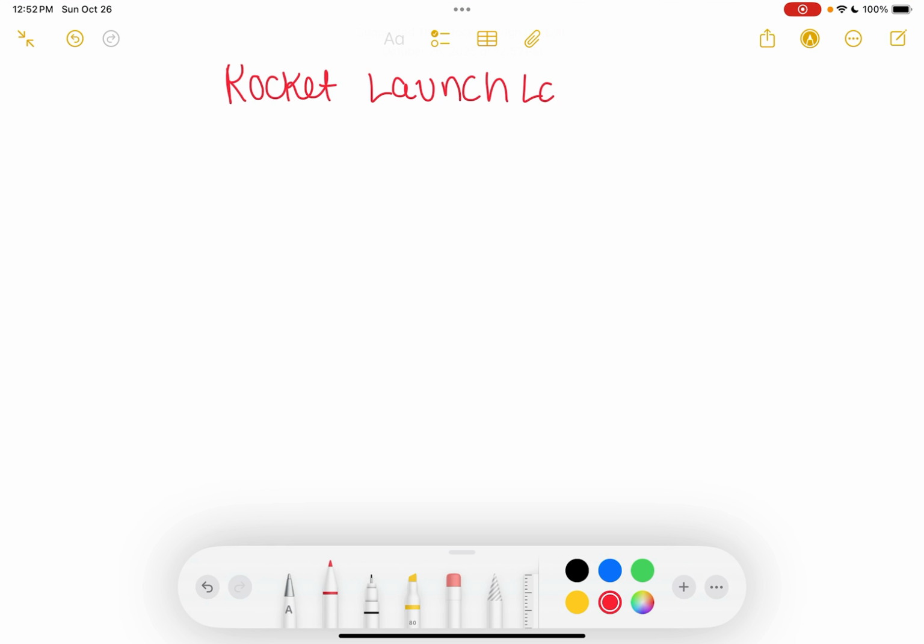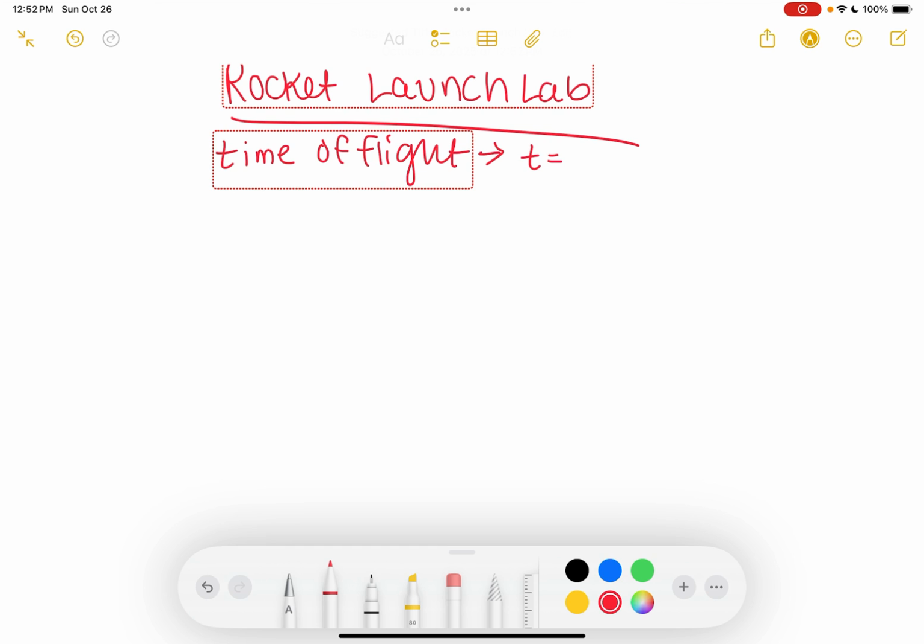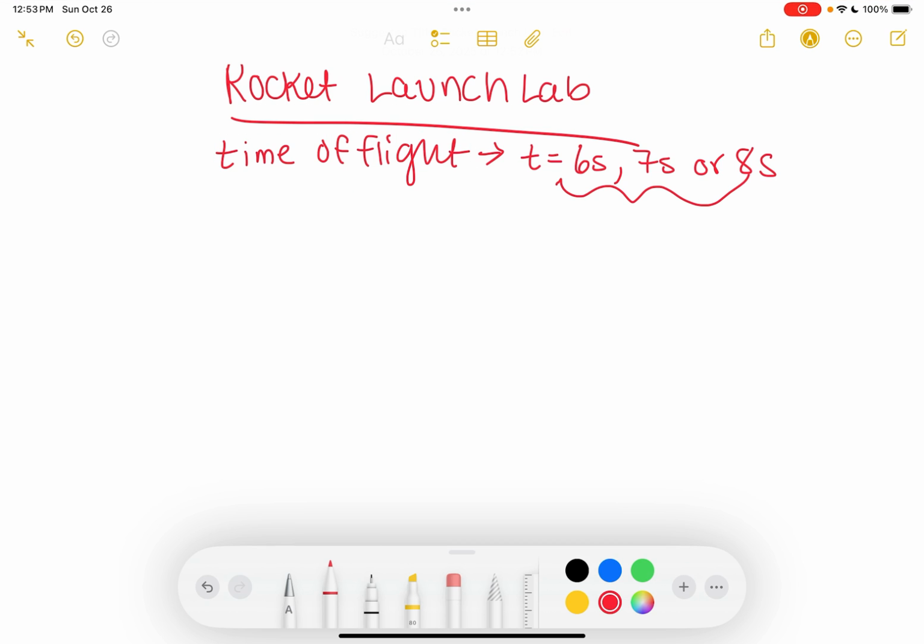Launch lab. Okay, this is going to be for your calculations. If you did not get a time from your video of the time of flight, and time of flight refers to the moment it takes off to when it hits the ground, you are actually going to end up using one of these times. You could either say T is 6 seconds, 7 seconds, or 8 seconds. So again, you're going to choose one of these.